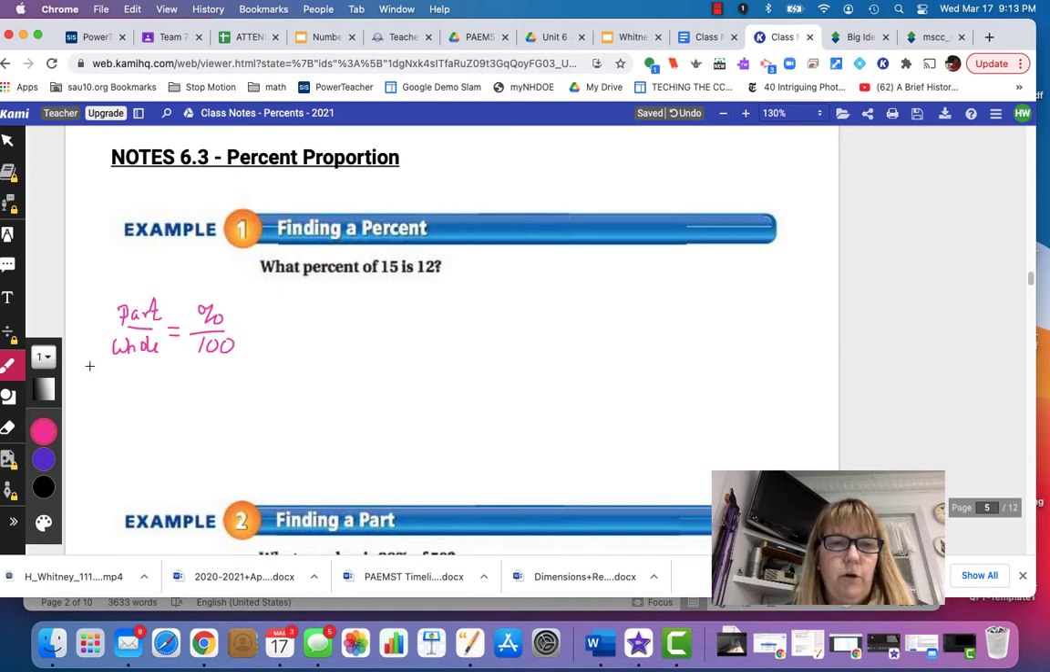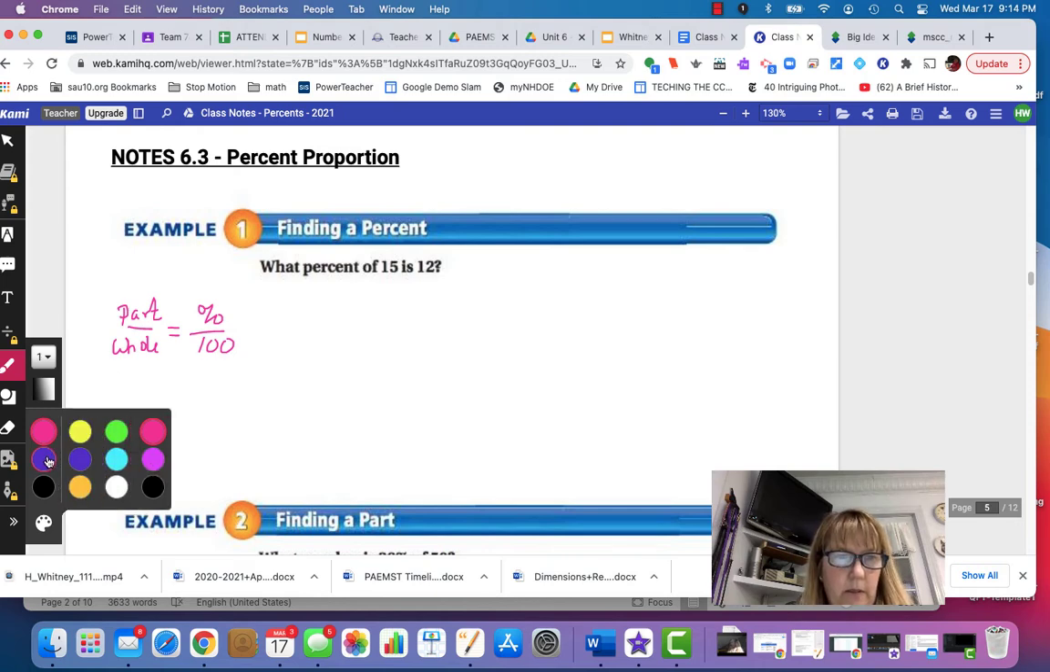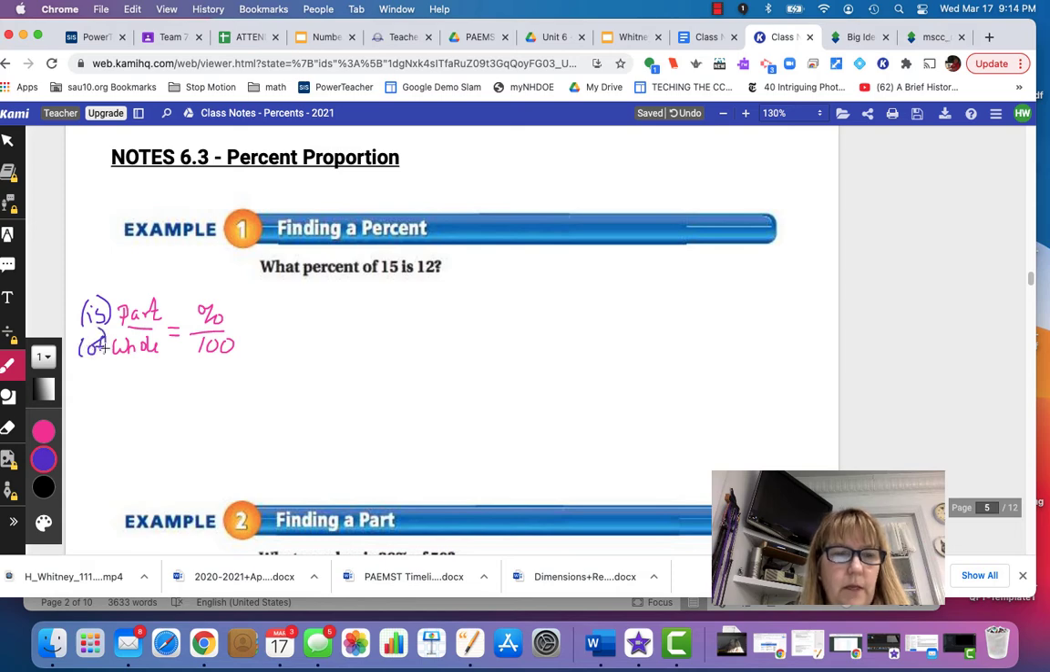And there's kind of a trick to being able to figure out what the part and what the whole are. The part is usually, not always, but usually the number located next to "is," and the whole is usually, not always, the number located next to the "of."